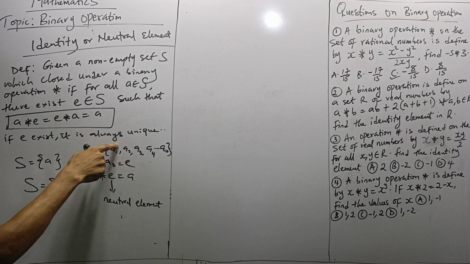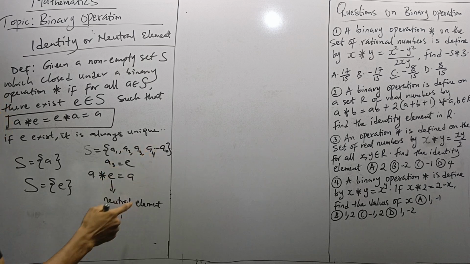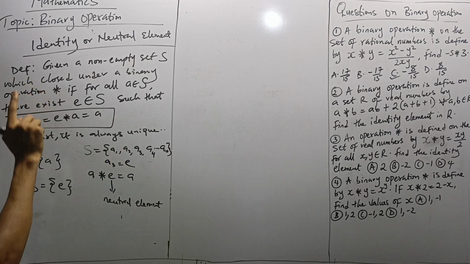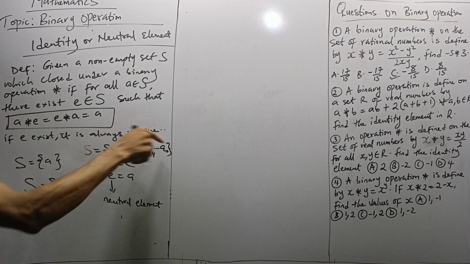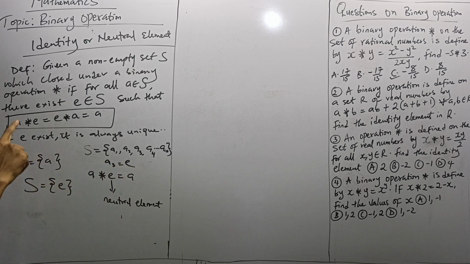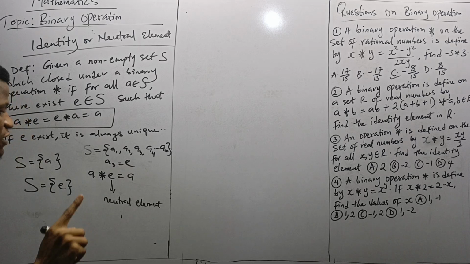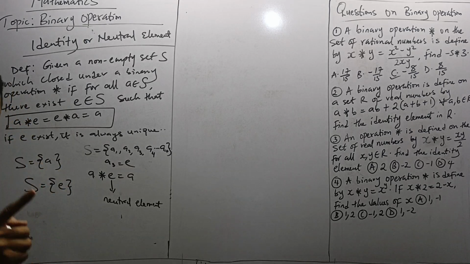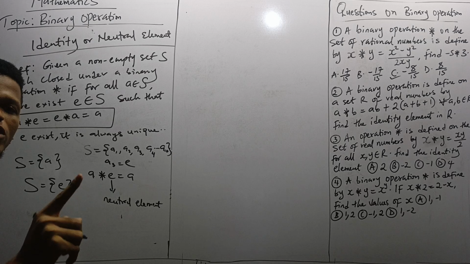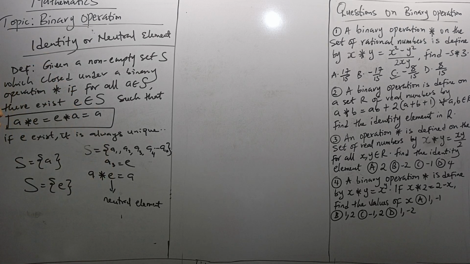Now, this E, whenever you combine it with any of the elements under the binary operation, it will give you the result of that element. This E has no effect on any of the elements. So if this E actually exists in X, it is always unique, meaning that it cannot exist more than one element. It can only be one particular element. So that is it.